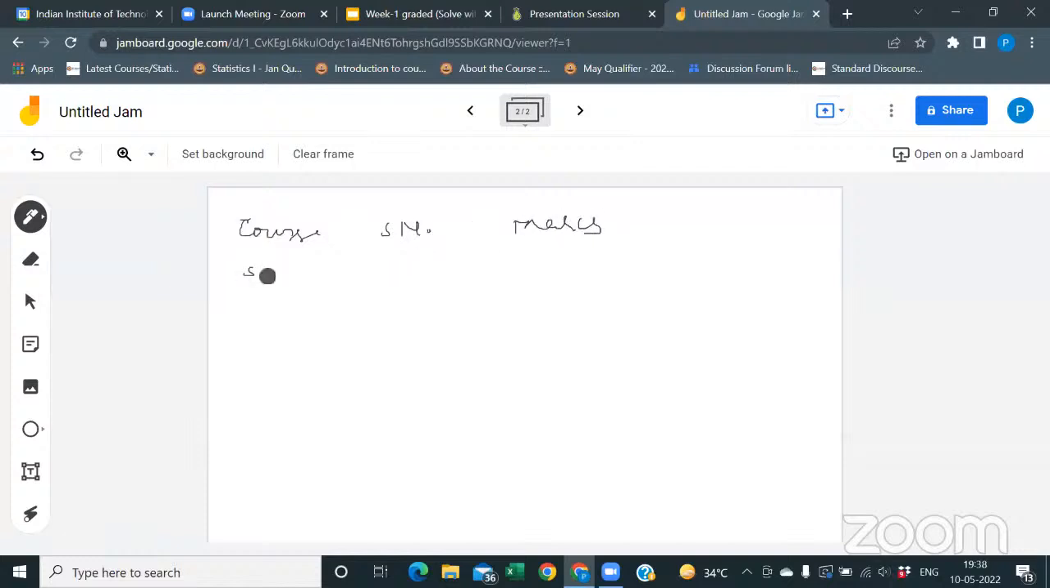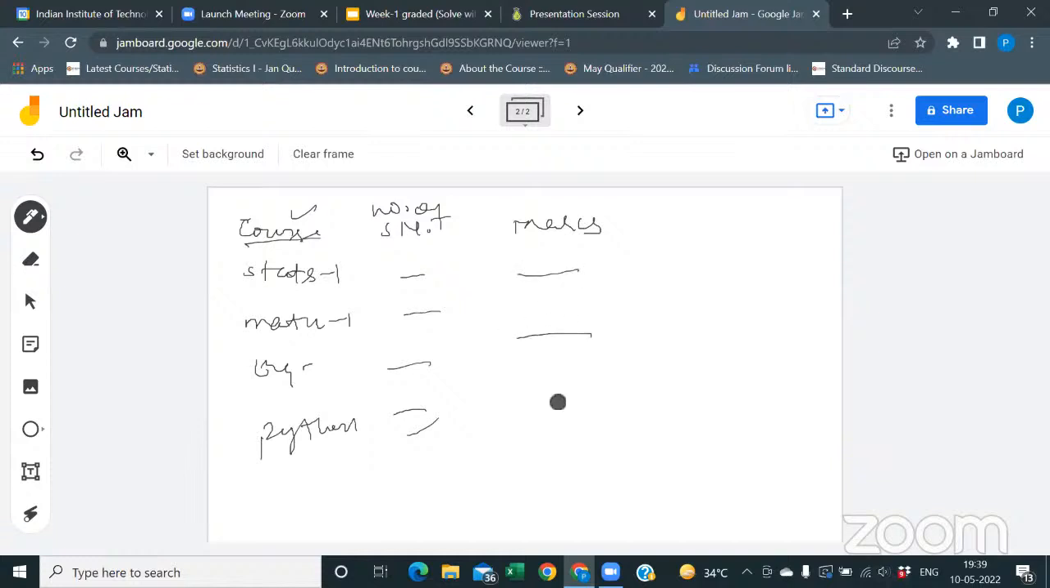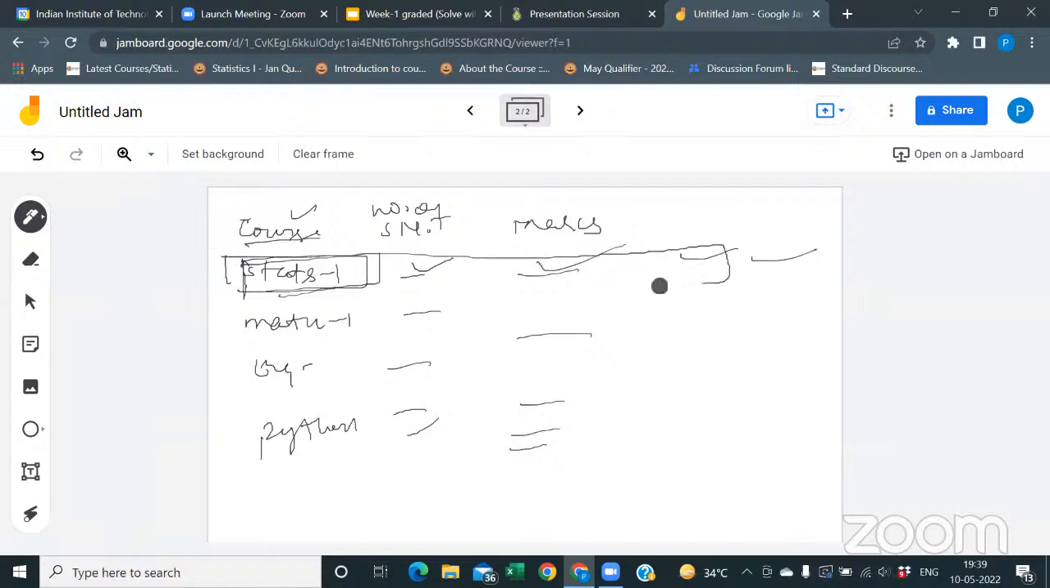The course can be taken by more than one student. But we are talking about this data. Say the course is stats 1, math 1, English and Python, for example. For each, the student name or number of students is something, and marks is this. So in this case, stats 1 is a case because for this stats 1 you are collecting the data, right? Yes, and it has its own row.